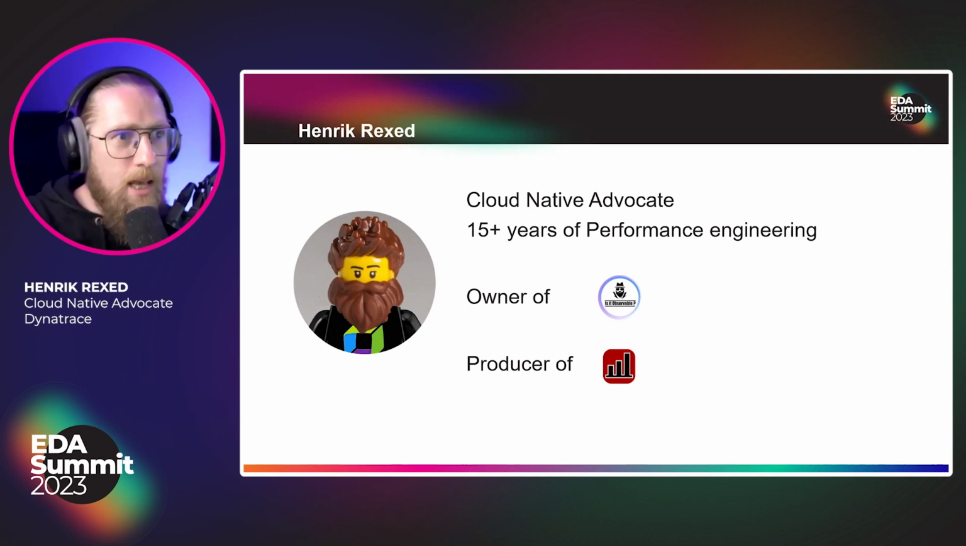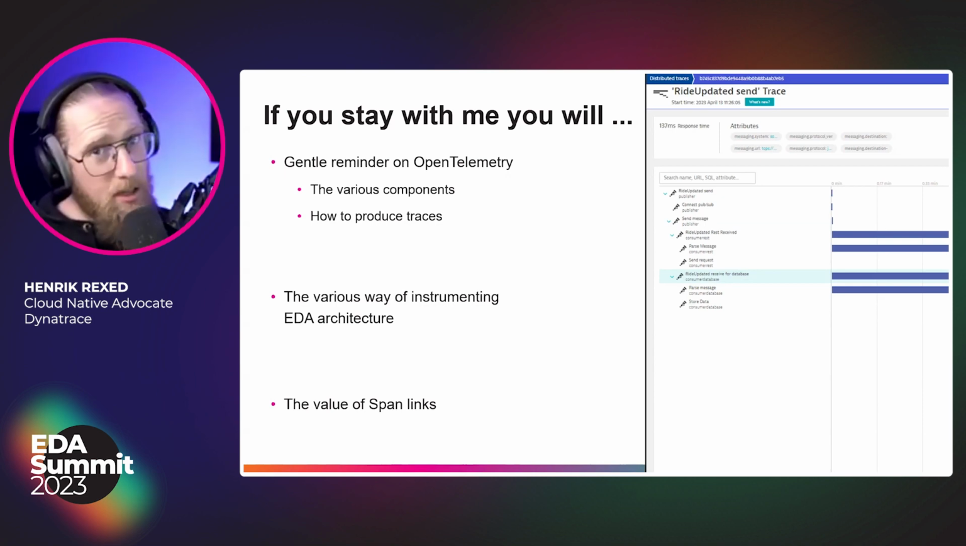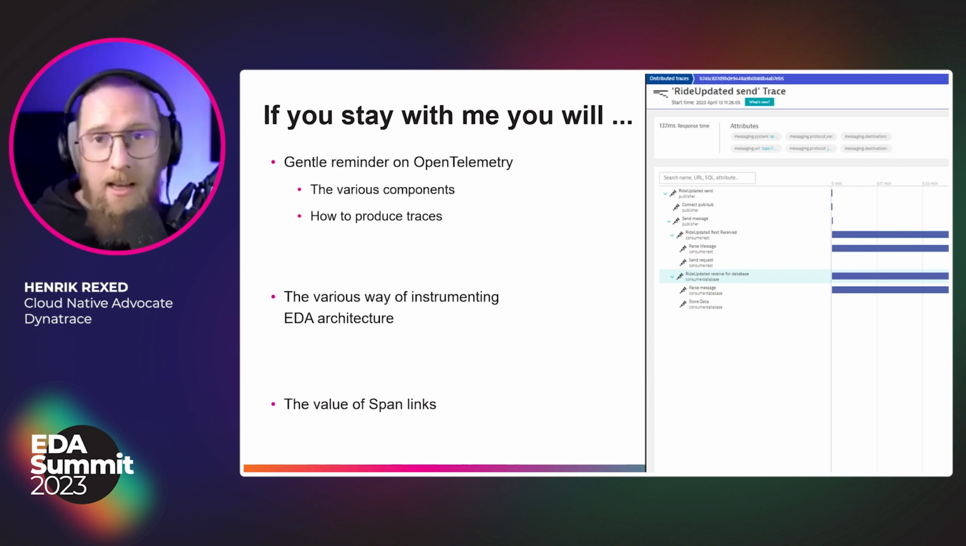So what are we going to talk about during the next 25, 26 minutes or so? A couple of things. Obviously OpenTelemetry. I don't know how much you know about OpenTelemetry, so I'm going to remind you of the various components involved in OpenTelemetry. Specifically, we're going to focus on traces and how to produce traces. And of course, it's EDA Summit, so we expect to see how we can produce traces in EDA architecture. You will see there are plenty of various options, so we can talk about that. And at the end, we'll see, of course, the value of span links. All right, so we have a lot of content to cover, so let's get started.